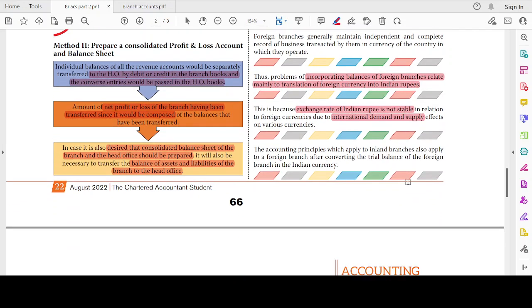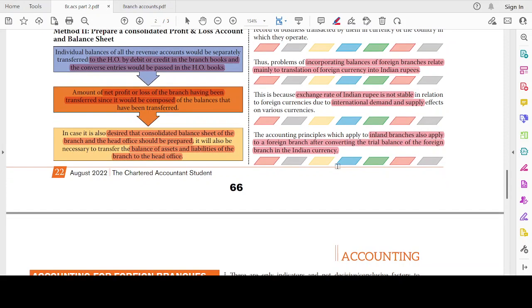The accounting principles which apply to Indian branches also apply to a foreign branch after converting the trial balance of the foreign branch into Indian currency. So as long as it is in USD, the accounting principles cannot be applied directly, right? We have to apply a conversion rate and convert the foreign currency amounts into INR, and then we have to check whether all the accounting standards have been complied with or not.